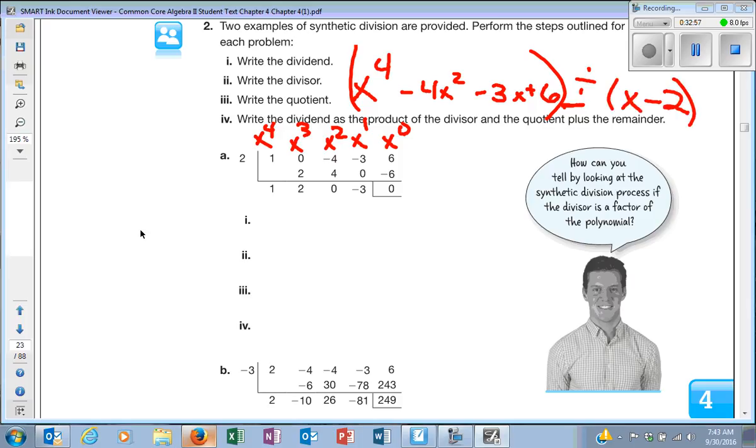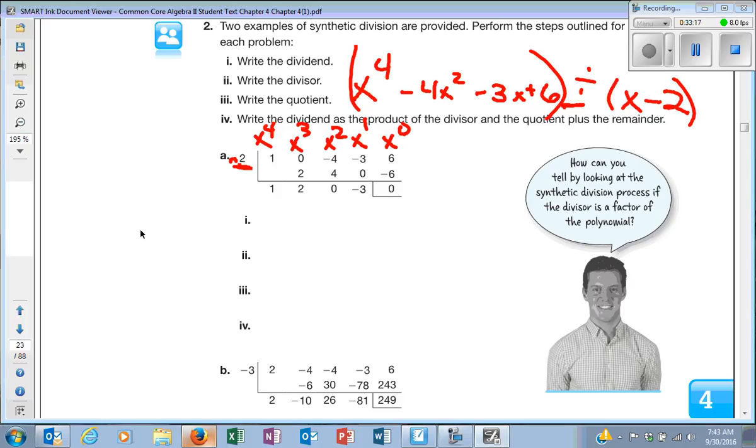x minus 2. How did she know that? Because if 2 is the root, that means when I plug 2 in, it should make that bubble 0. Now, what if they had a negative 2 out there? Then this would have been x plus 2. Are you following me? You seeing where the numbers come from?